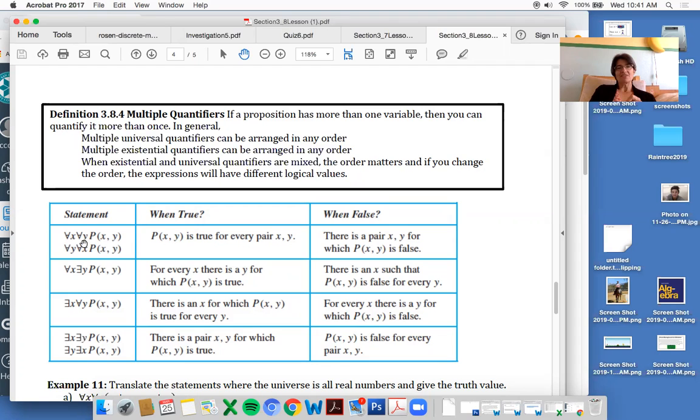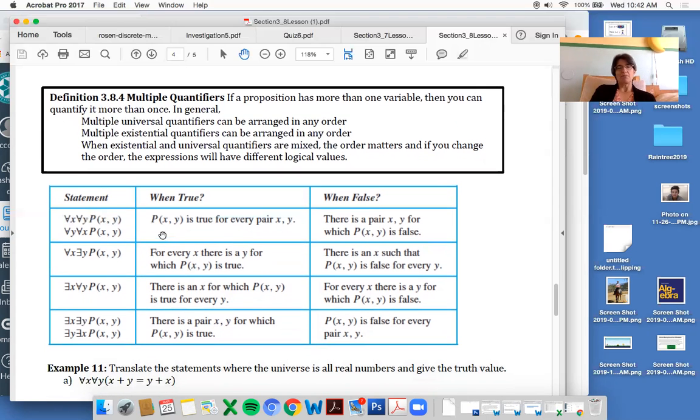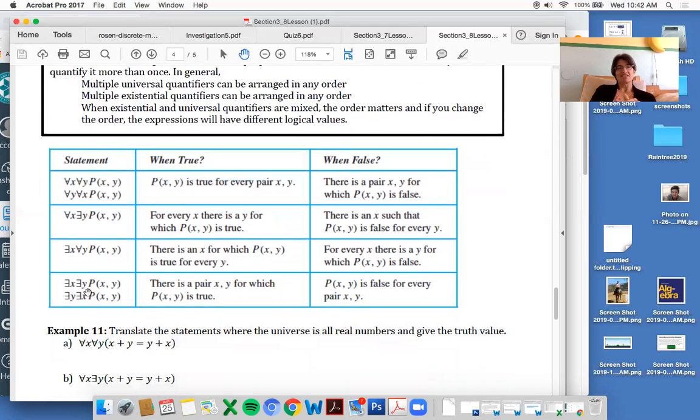If you have quantifiers of the same type, then the order doesn't matter. So for all x and all y, you can say for all y and all x, p of x y is true. That means that p of x y is true for every pair x y. But if you get mixed quantifiers, the universal and the existential, then if you switch them around, the order changes. So you've got to be careful with the order there. And again, if you have two existentials in a row, then the order doesn't matter.